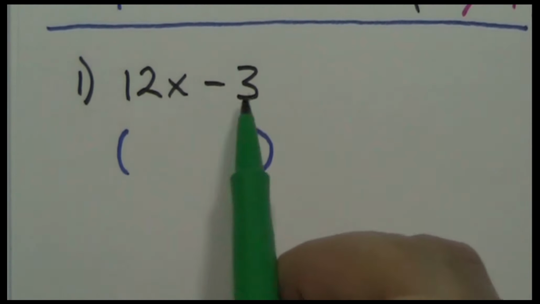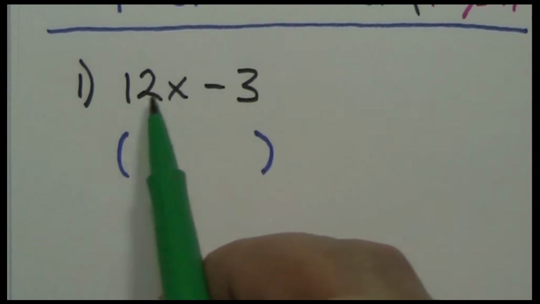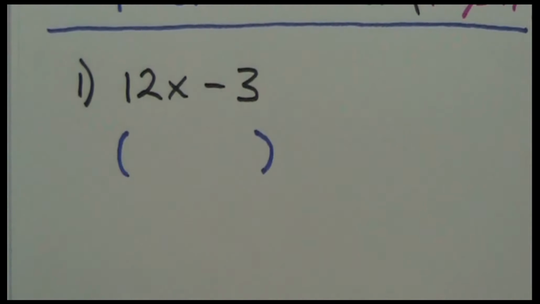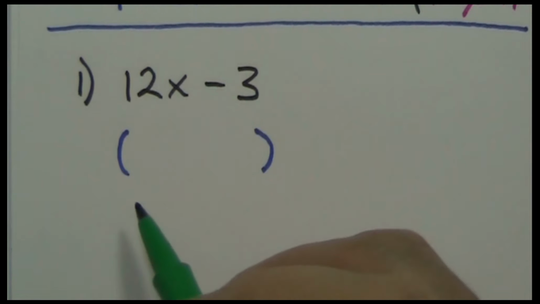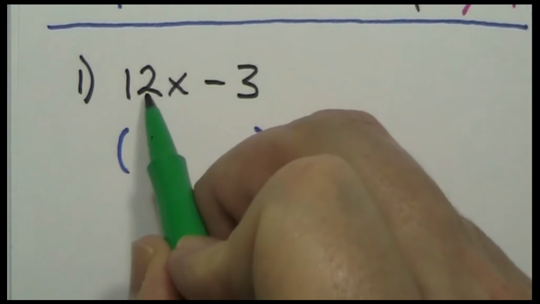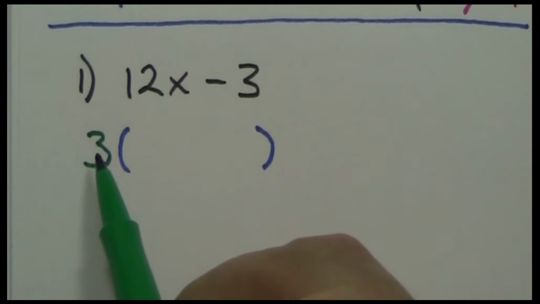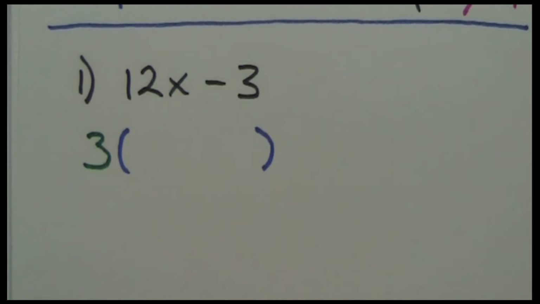So what goes into both 12 and 3? What smaller number goes into both 12 and 3? The biggest number you can. That would be 3. 3 goes into both of these. So we'll put 3 on the outside. That's the greatest common factor.